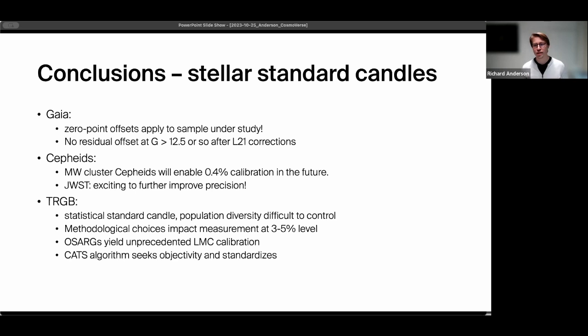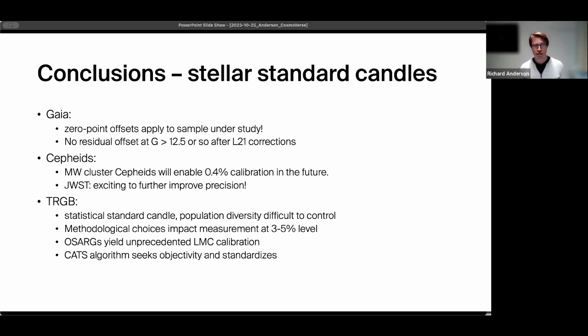Now, with the TRGB, the thing that I wanted you to take away is that the diversity inside the population is quite difficult to control, but the variability will allow us to dig deeper into this to understand which of the stars are really the old ones and hopefully make some progress on the method. Depending on choices of whether weighting is applied or smoothing and so on, one can easily get differences at the level of 3 to 5%. And using our objective way of choosing the smoothing scale, we managed to get the best LMC calibration to date.